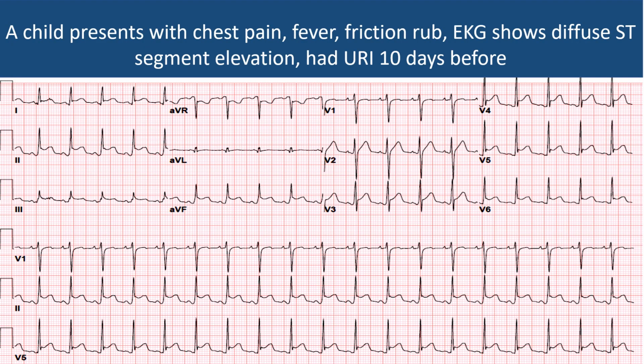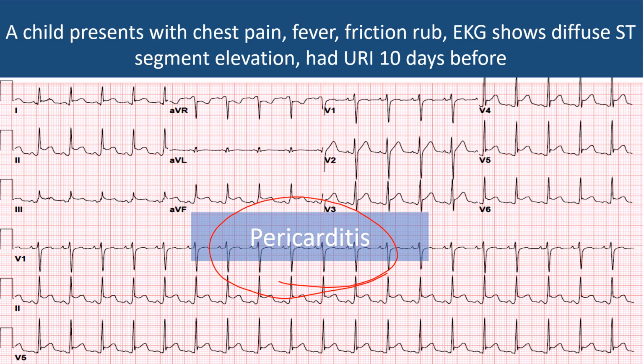A child presents with chest pain, fever, friction rub. EKG shows diffuse ST segment elevation. And this child had URI 10 days before this illness. What is the most likely diagnosis? Pericarditis. The key word here: diffuse ST segment elevation in most of the leads and preceded by upper respiratory tract infection.